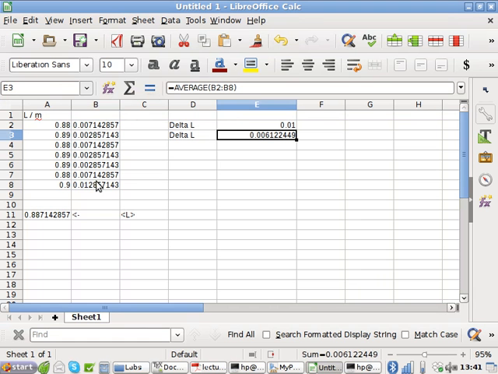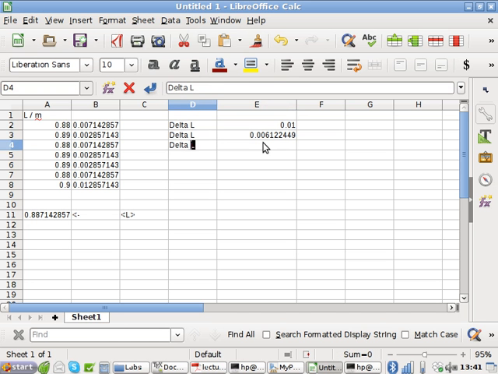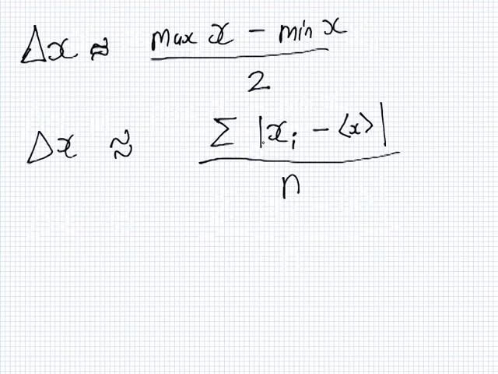Now, it's different, but not hugely different. 0.01 versus 0.006. It's different by 0.004. The other way to calculate it is using this formula, which maybe some of you recognize from high school.